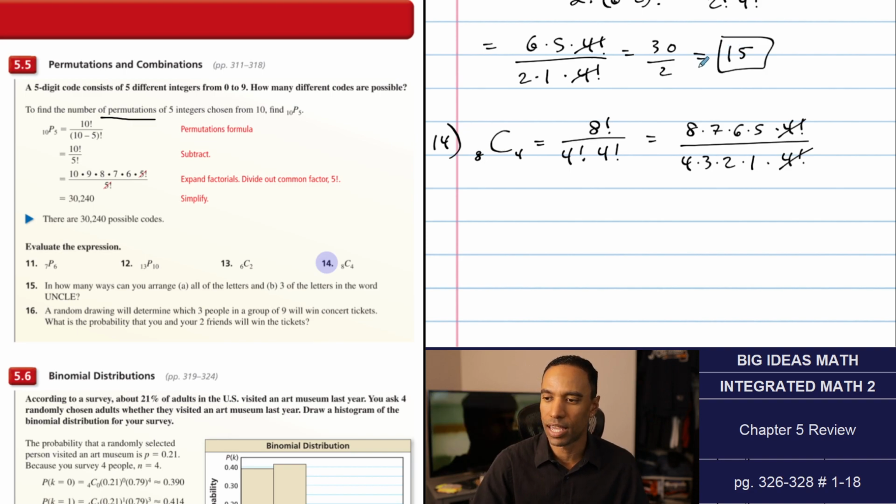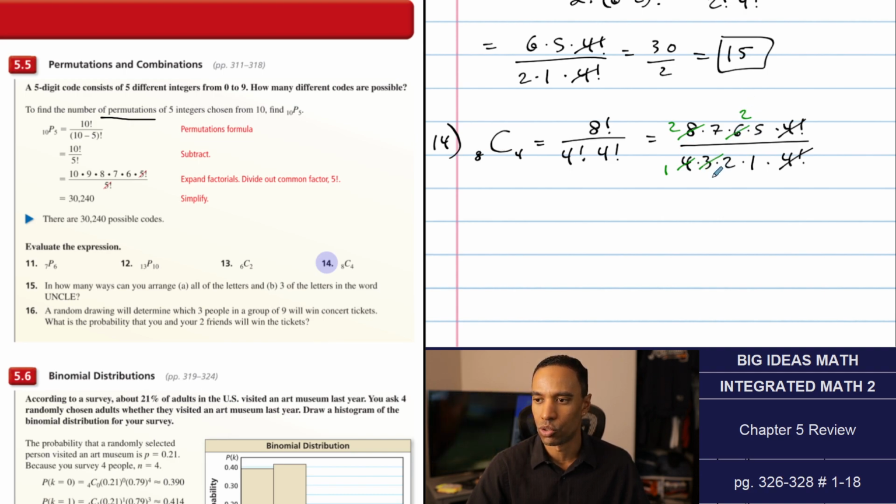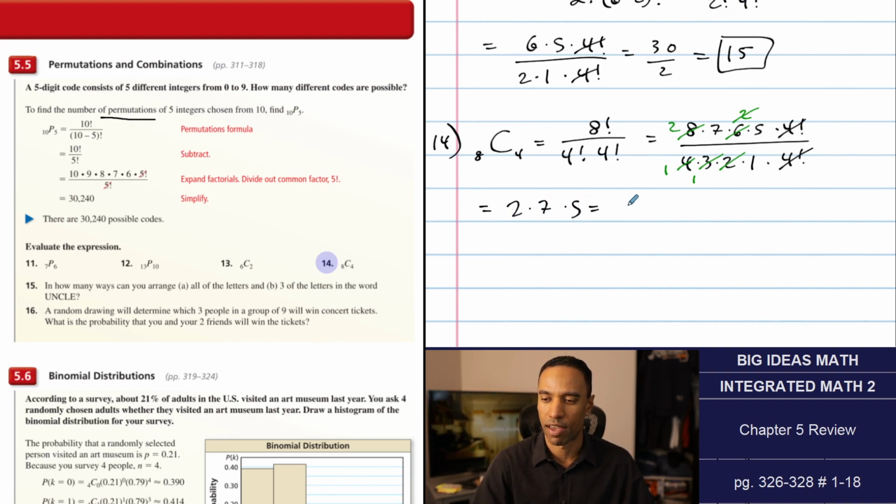Now let's shrink it in a reasonable way. 8 divided by 4 gives me 2 over 1. 6 divided by 3 gives me 2 over 1. And 2 divided by 2 gives me 1 over 1. So I'm left with 2 times 7 times 5 all over 1. So 2 times 7 times 5 is 70. Number 14 is 70.